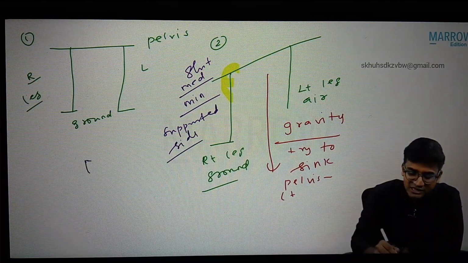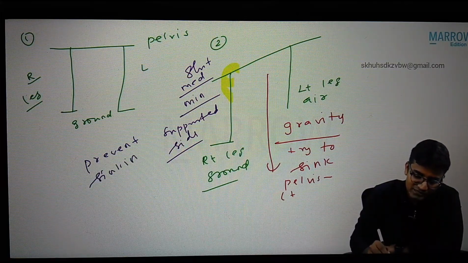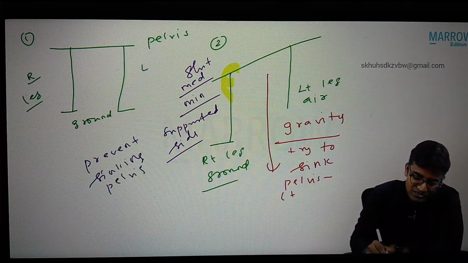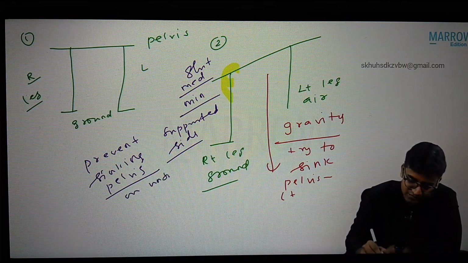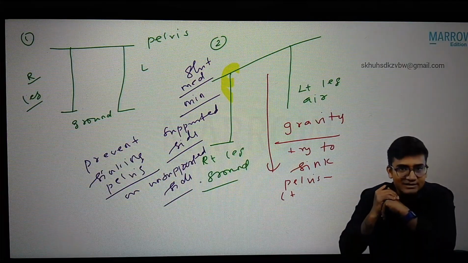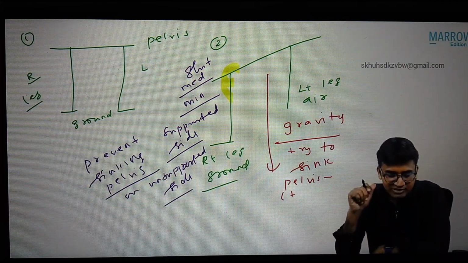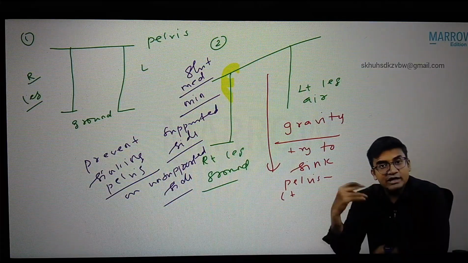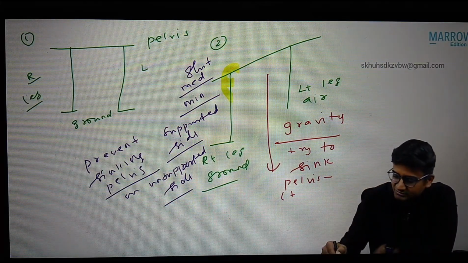They prevent the sinking of pelvis on the unsupported side. Okay, right. So gluteus medius and minimus muscle prevent the sinking of pelvis on the unsupported side. Clear? Right. So now third diagram.